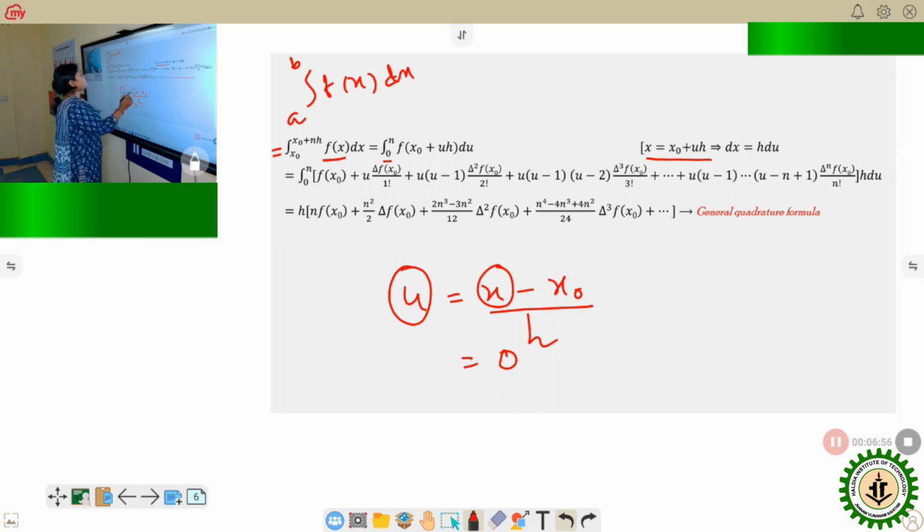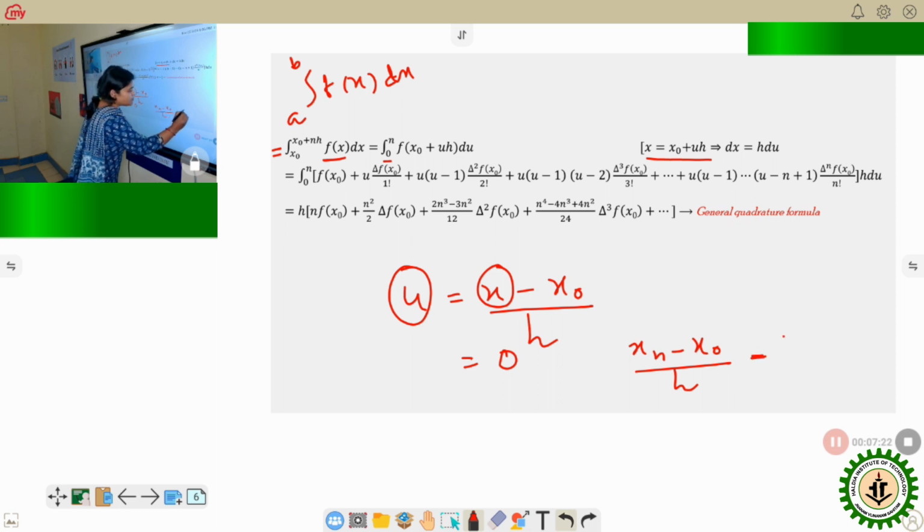Now when x equals xn, the value will be (xn minus x naught) by h. Now what is xn? In the previous slide we discussed that xn is nothing but x naught plus nh. Already written here, x naught plus nh. xn is nothing but the b point. So x naught plus nh minus x naught, remaining nh by h, that is simply n, right? So this is nothing but n. So the limit is becoming n.